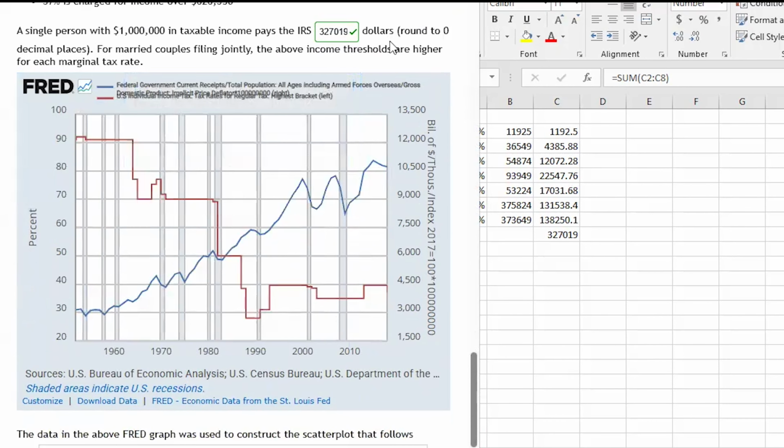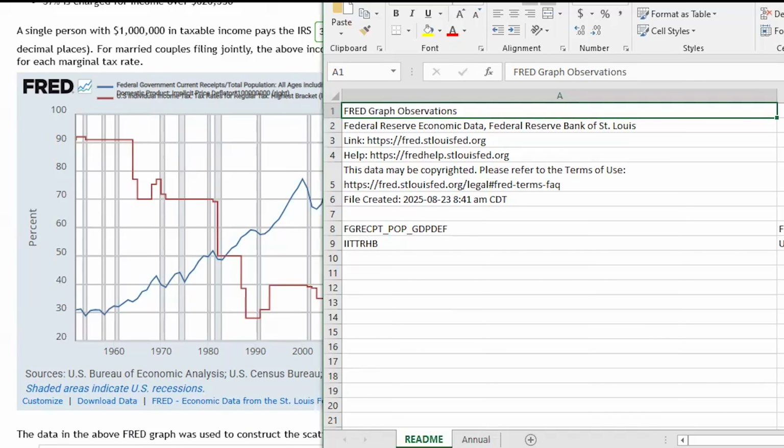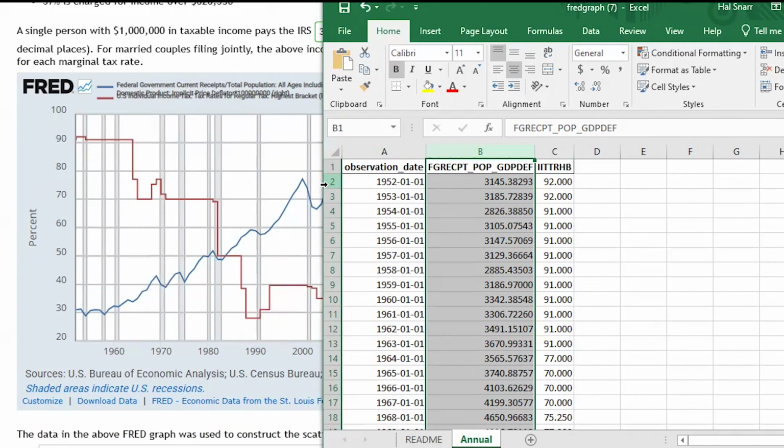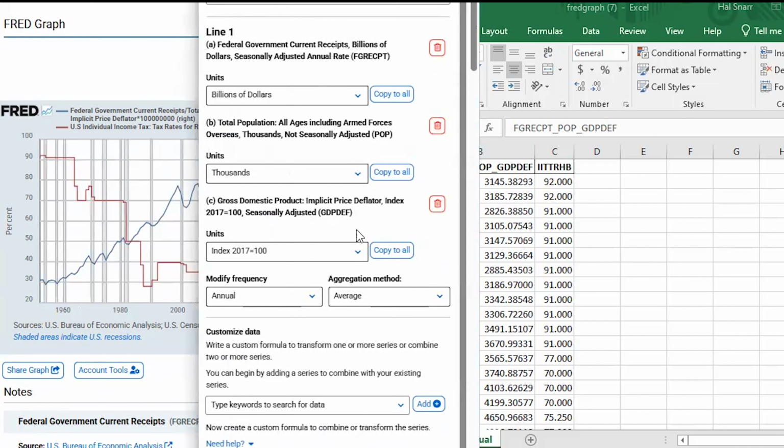Okay, next what I want to do is I want to download this data set. It's from what's called the FRED, Federal Reserve Economic Database. Column B is the blue line. Click on edit to see the calculation here. Federal government current receipts are in billions of dollars. Total population is in thousands of people. And the implicit price deflator is an index, which means when it says 100, it really means 1. So this is in percentages. This is in thousands. And this is in billions.